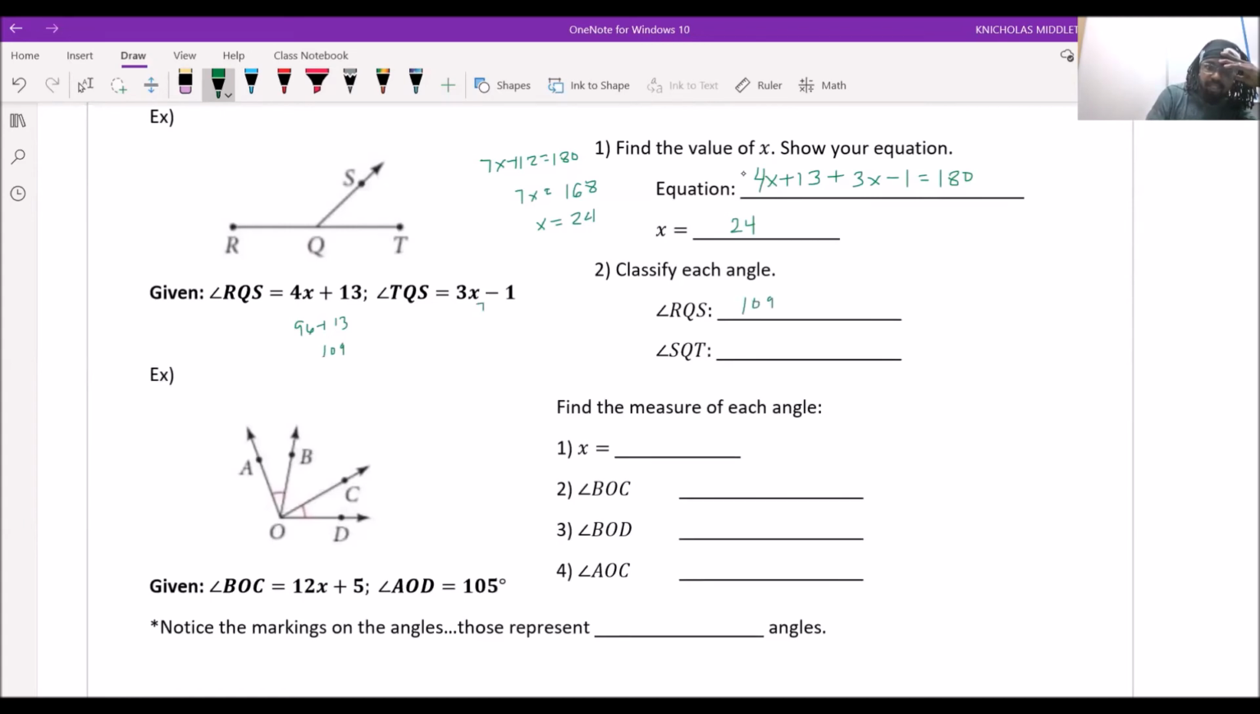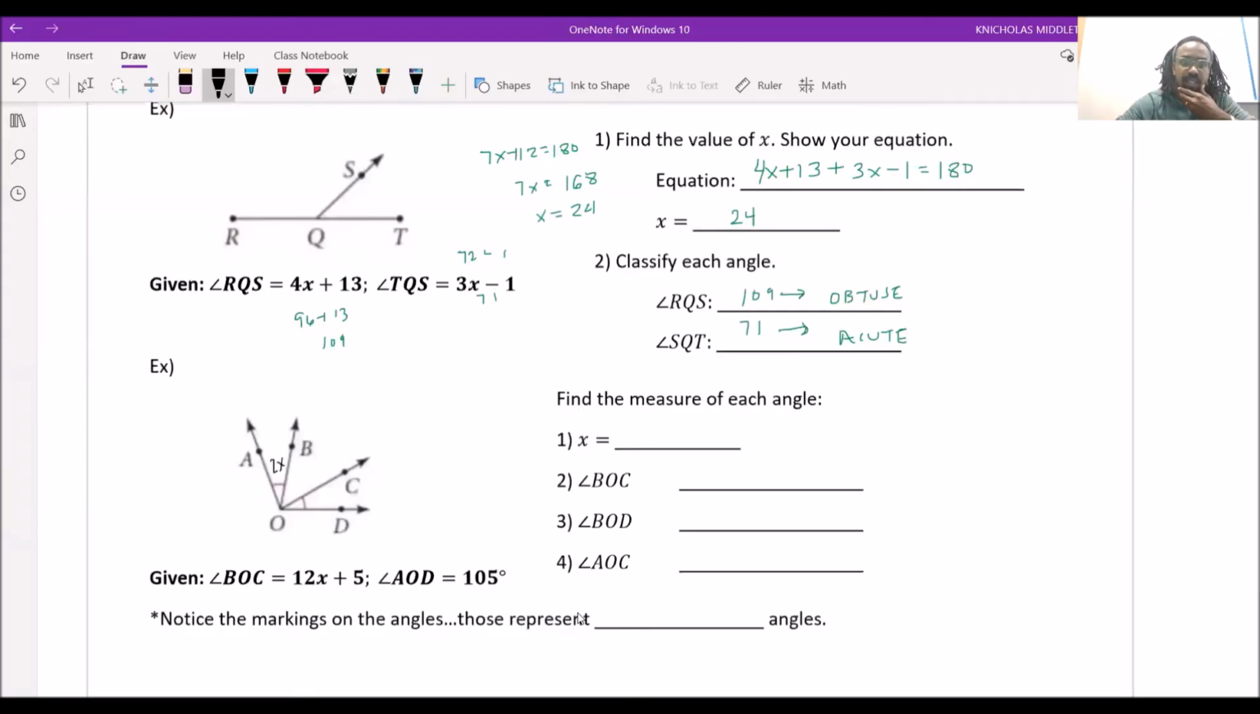Mathematically, TQS should be 71. Let's hope it comes out that way. 24 times 3 is 72, minus 1 is 71. Great. These are not classifications, these are just values so that we can classify. Because 109 is greater than 90 and less than 180, this is obtuse, and because 71 is less than 90, this is acute. That did not make that C any better. I tried.